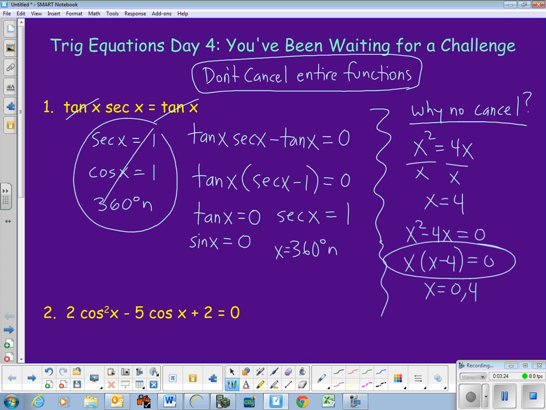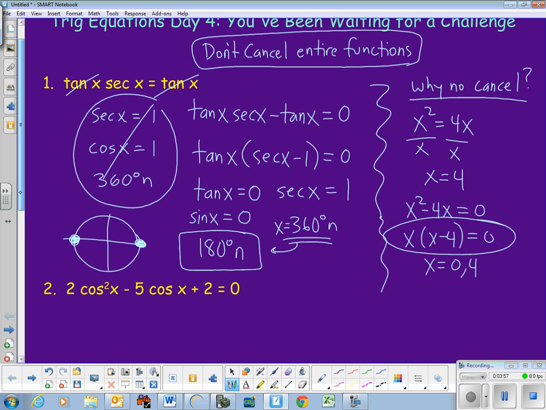Sine is 0 at anytime we are at kind of ground level. So that's 180 degrees n. So basically, if you cancel, you get this spot. If you factor the way we should, you get both spots. So our final answer is 180n. All of these answers are included in those answers anyway, so we'll just call it 180n. So the theme of that one, don't cancel from both sides. Move it over and factor.